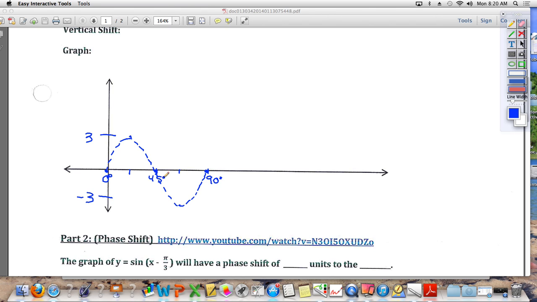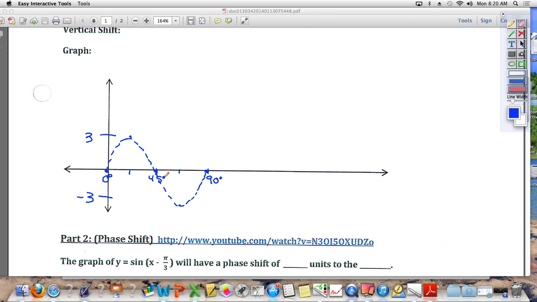If you want to, go ahead and put in your 22 and a half and your 67 and a half. Don't have to label everything if you don't want to. But this is the deal. If it is helpful to graph a normal sine curve before you do your vertical shift, then do it. So now what I need to do is, because it is shifted up 5 units, take every one of my key points and shift it up 5 units.